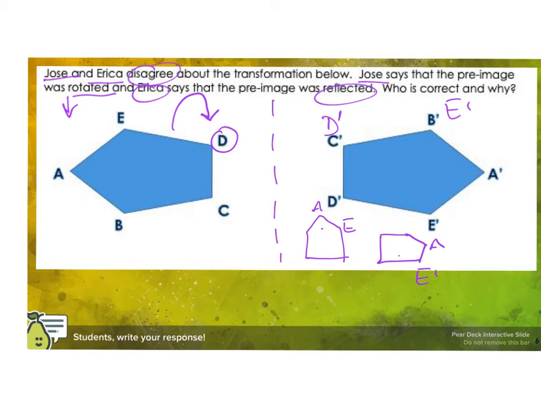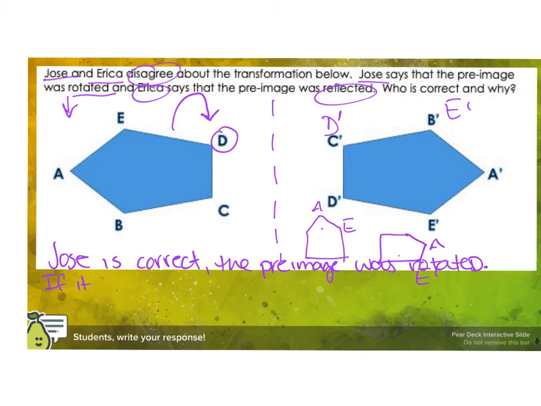So here is an example of a way to write your response to get full credit. Jose is correct, comma, the pre-image was rotated. It says who's correct and why. It's easier for me to explain why it's not a reflection, so that's how I'm going to go about explaining it.